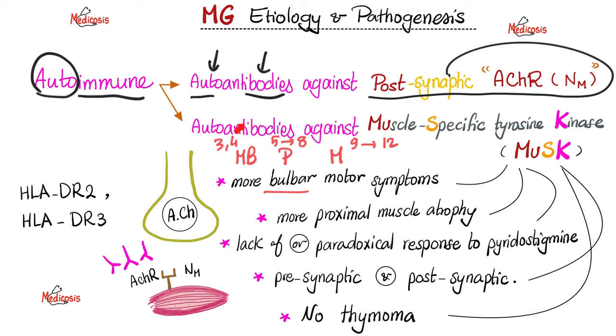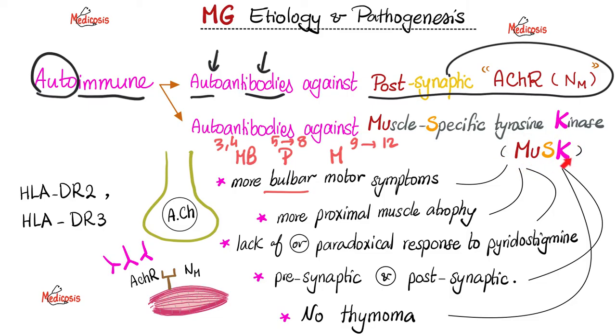So the patient cannot move the eye. That's a bulbar symptom. The patient cannot move the facial muscles. That's another bulbar motor symptom. Let's say that the patient has dysphagia, which is difficulty swallowing. That's a bulbar symptom. So the myasthenia patients who have anti-MuSK antibodies tend to have more bulbar motor symptoms compared to those patients that have anti-acetylcholine receptor antibodies.